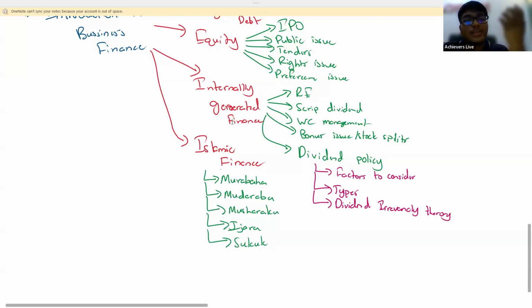So we'll start off with murabaha. What is murabaha? Murabaha means credit sale, cost plus profit. What is mudaraba? Partnership. One party provides capital, one party provides skill. The capital provider will bear all of the losses. Profits will be shared based on a pre-agreed ratio. What is musharaka? Joint venture. Both parties provide capital, both provide skill. Profit is shared based on a pre-agreed ratio. Losses are shared based on the capital provided.